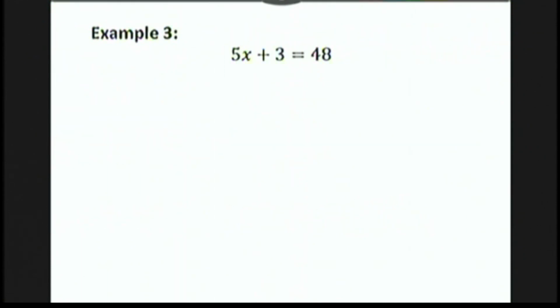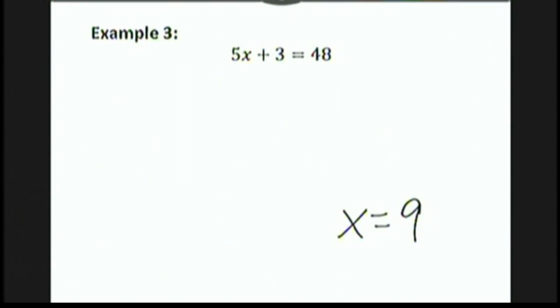Let's look at an equation that's just a little bit more complicated. 5x plus 3 equals 48. We can still do this informally, but it requires 2 steps. First we could ask, what plus 3 is 48? Well, 45 plus 3 is 48. So 5x is 45. Well, 5 times what is 45? 5 times 9 is 45.